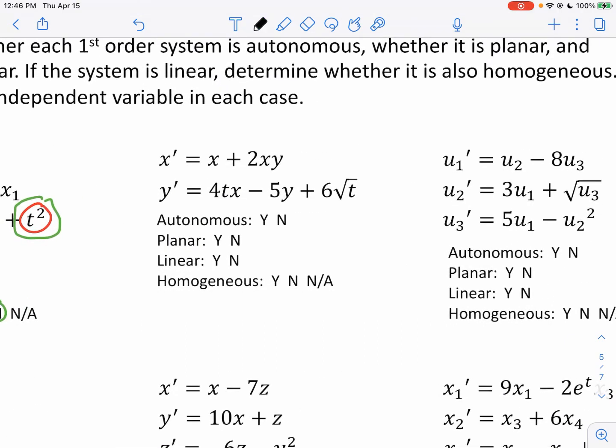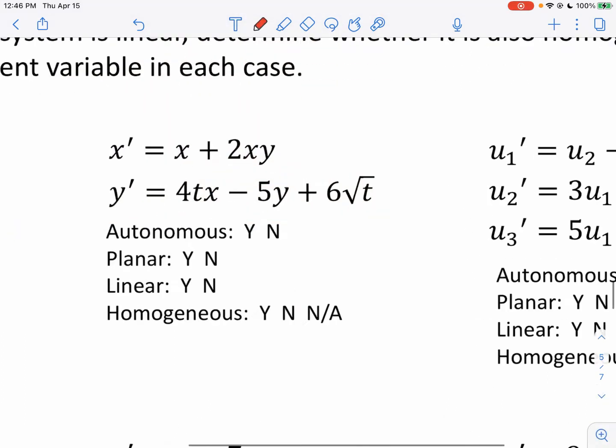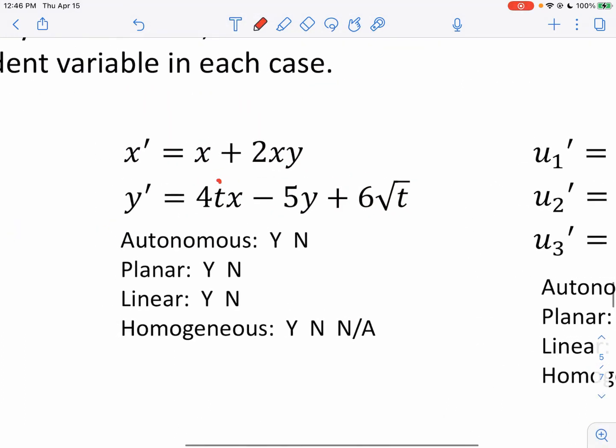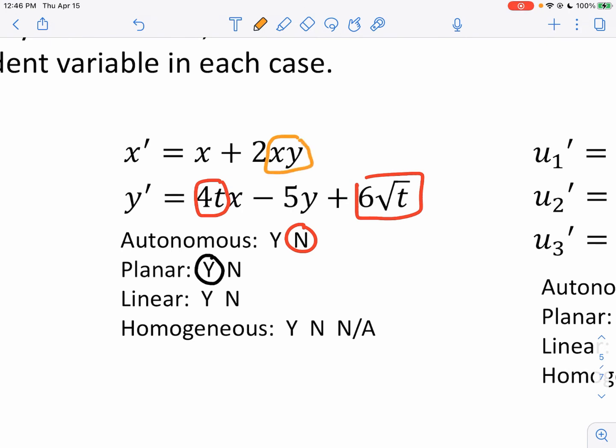Autonomous. That one's easy. Just look for any presence of t's, and there's a few. This 4t and this 6 radical t make this not autonomous. Is it planar? The answer is yes in this case because we only have two equations, or two dependent variables, x and y. Is it linear? The answer to linear is going to be no for this reason right here. You have a case where you have a product of dependent variables, and that can't be for a linear system.